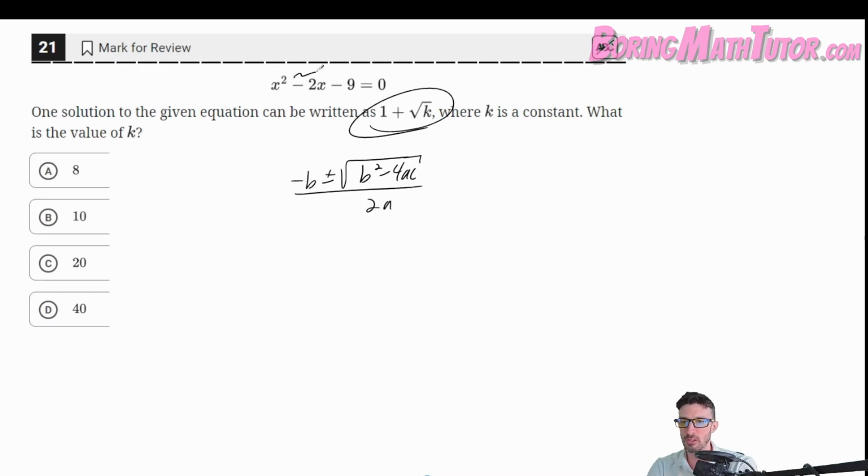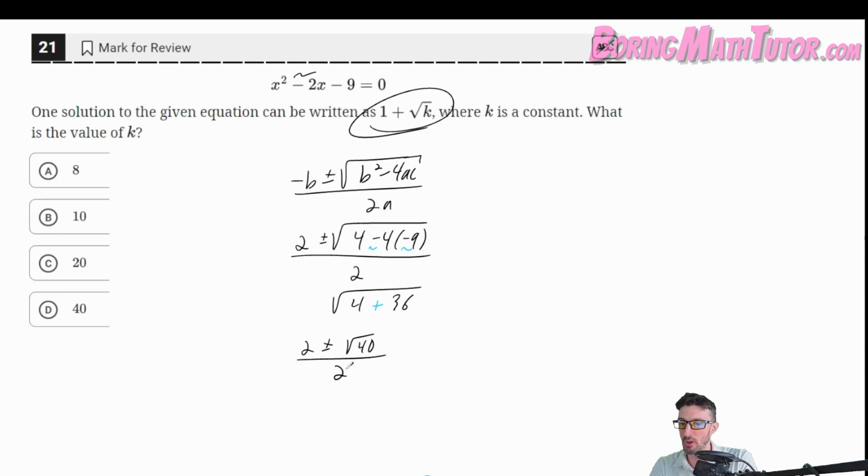Let's go. This is your b value right there. So negative of b would be a positive 2. Then it's going to be plus or minus. Well, it's negative 2 squared, which is the same thing as 2 squared, which is 4. Minus 4 times a is just 1, so you just have to multiply by c, which is negative 9. And you have to put that all over 2 times 1, so that's just 2. And then underneath that square root, that is going to be a minus times a minus, which is a plus. And 4 times 9 is 36. 4 plus 36 is 40. So now we have root 40. We got 2 plus or minus root 40 all over 2.